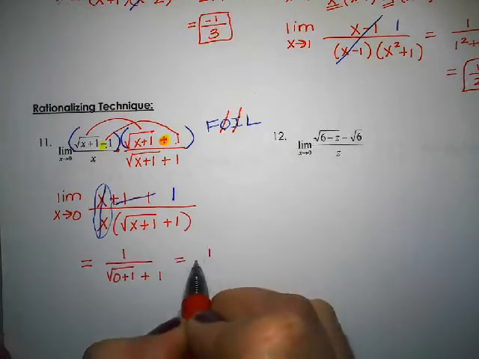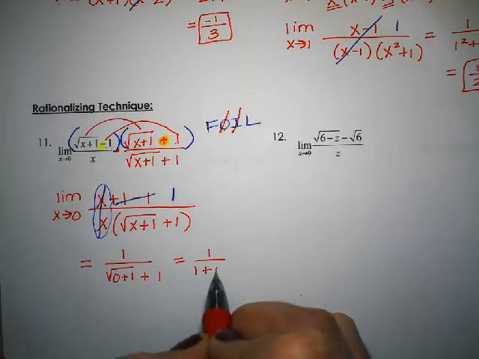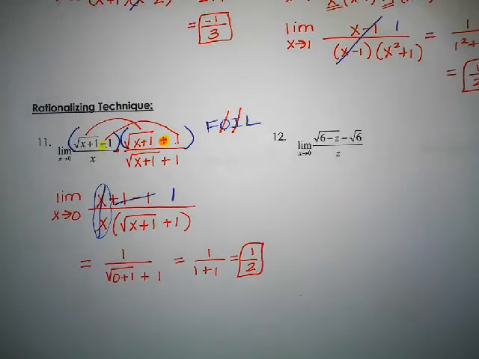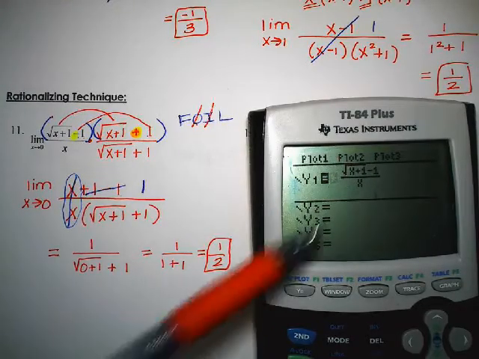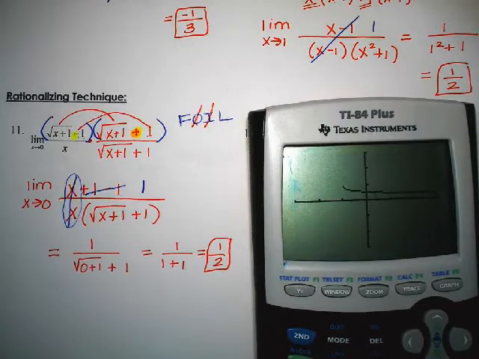And if I simplify, I have 1 over 1 plus 1, or 1/2 being my final answer. I want to show you what this one would look like in the calculator. Okay, I've got this original problem typed into my calculator, and if I hit graph, my graph looks like this.